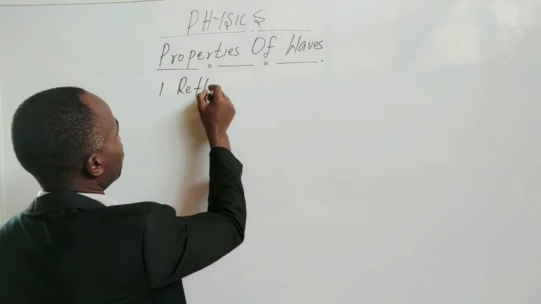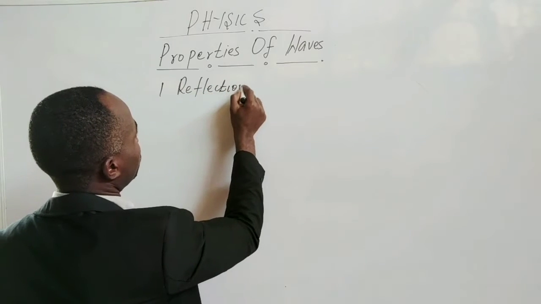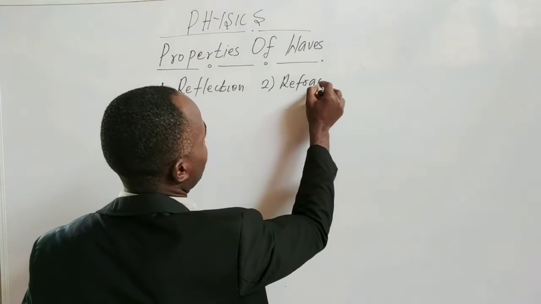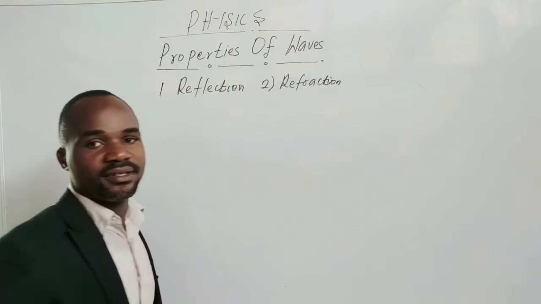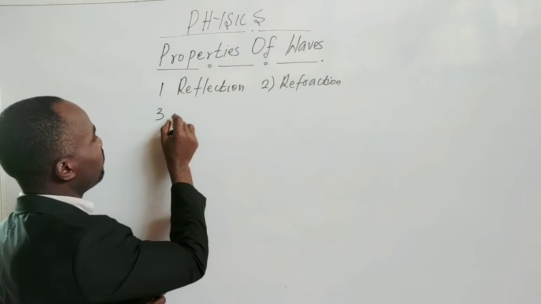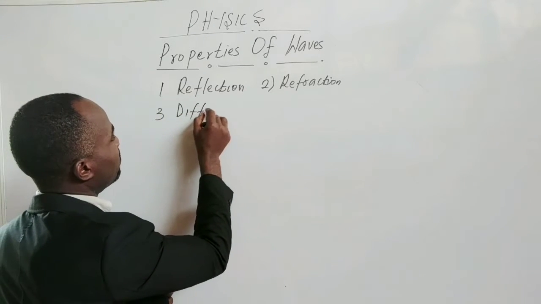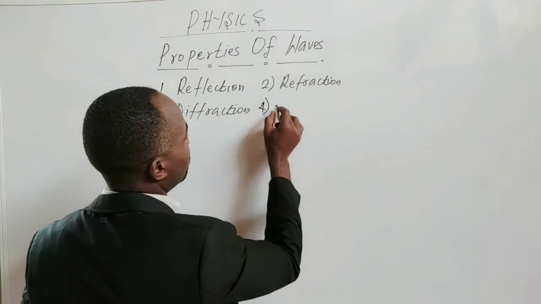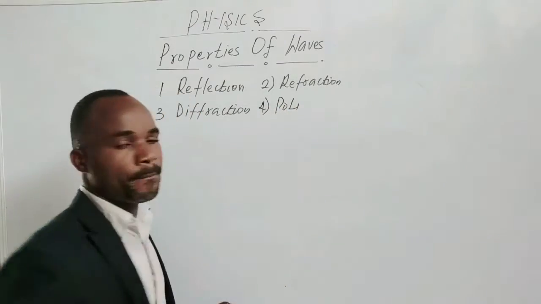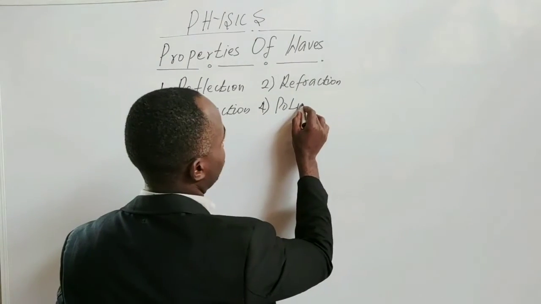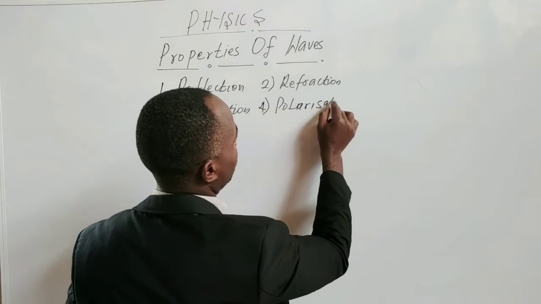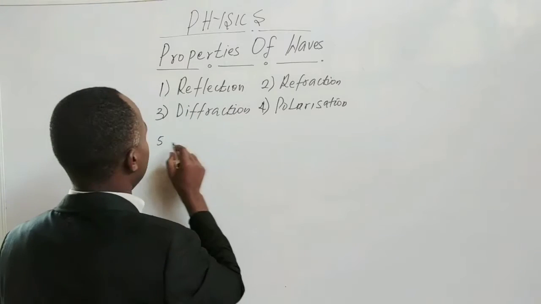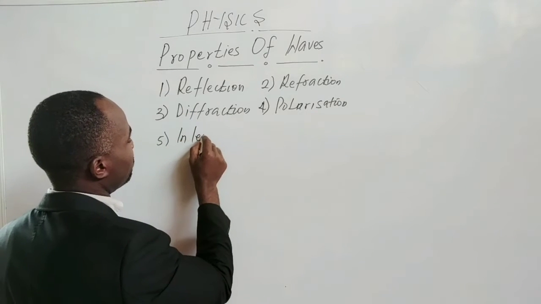reflection. The second one is refraction. The third is diffraction. The fourth is polarization. While the fifth one, the last but not the least, is interference.